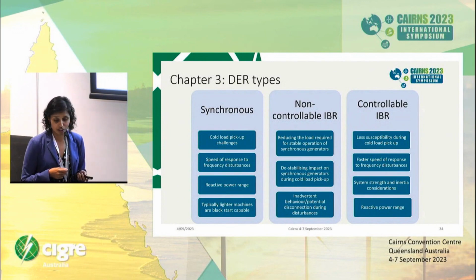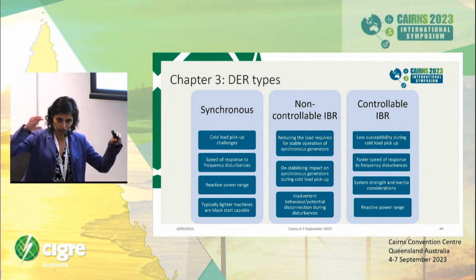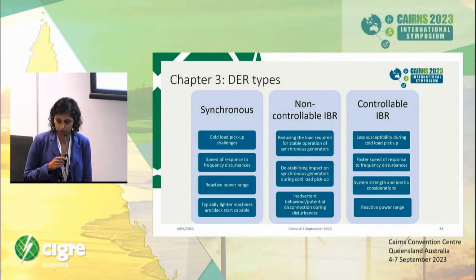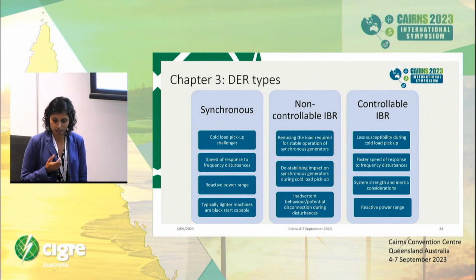Distributed energy resources are also important to consider for restoration. There are different types. There are the embedded synchronous generators, or smaller synchronous generators distributed throughout the network. There are some challenges that have to be considered for synchronous DER, for example, cold load pickup challenges.